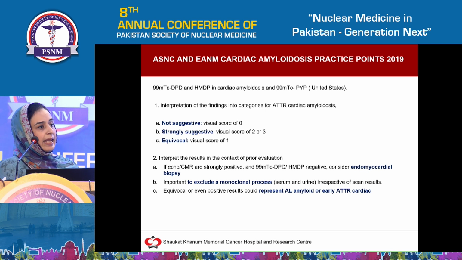Meaning that if it's a negative scan, it doesn't 100% exclude cardiac amyloid disease. It's also important to exclude a monoclonal process in the serum and urine, irrespective of scan results. Now, equivocal results, even positive, could represent AL amyloid or early ATTR cardiac disease.